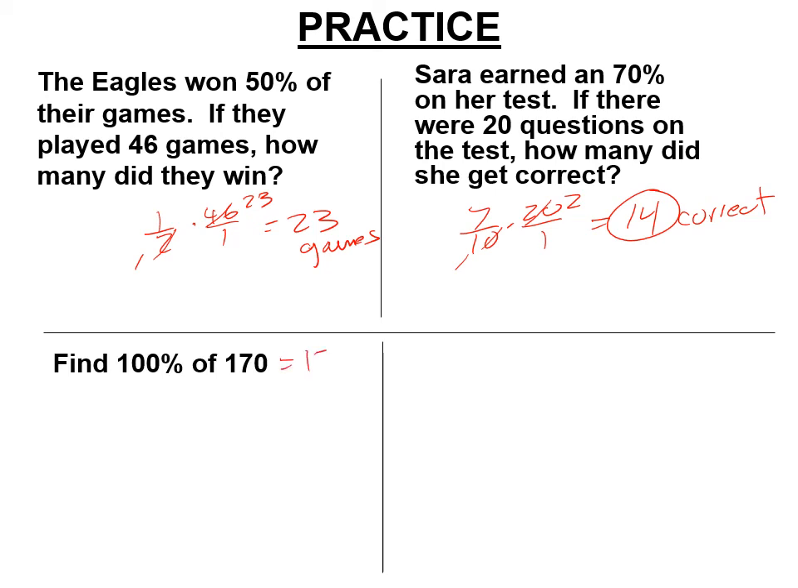100% of 170 is 170. 300% of 12 is 3 times 12, 36. 100% of 12 is 12.